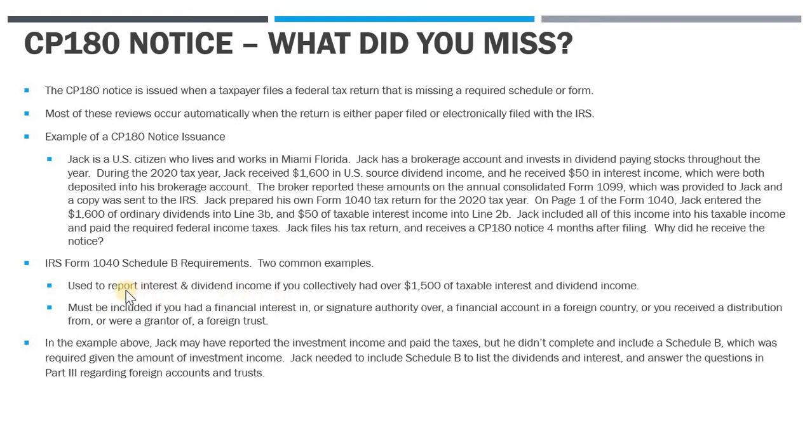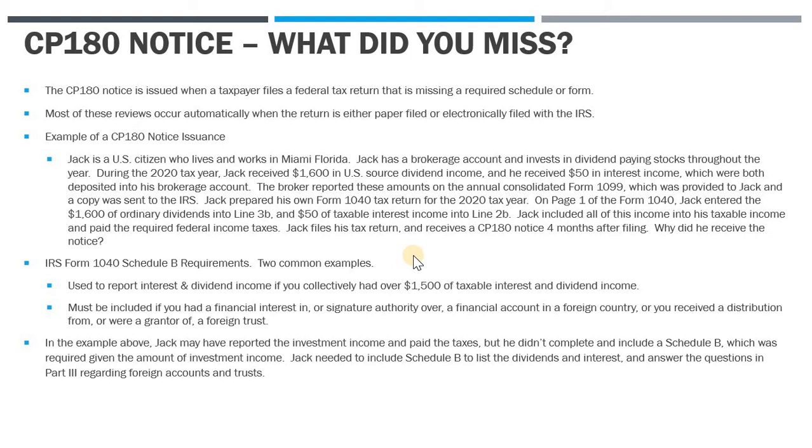Jack messed up. He had over $1,500 worth of dividends and interest, but he only reported it on page 1. He didn't include Schedule B, and so that's where the CP180 notice was triggered and sent to Jack. This is very common. If Jack paper filed this return, if he just completed it himself, filled out the PDFs, he might not have known that he had this Schedule B requirement.